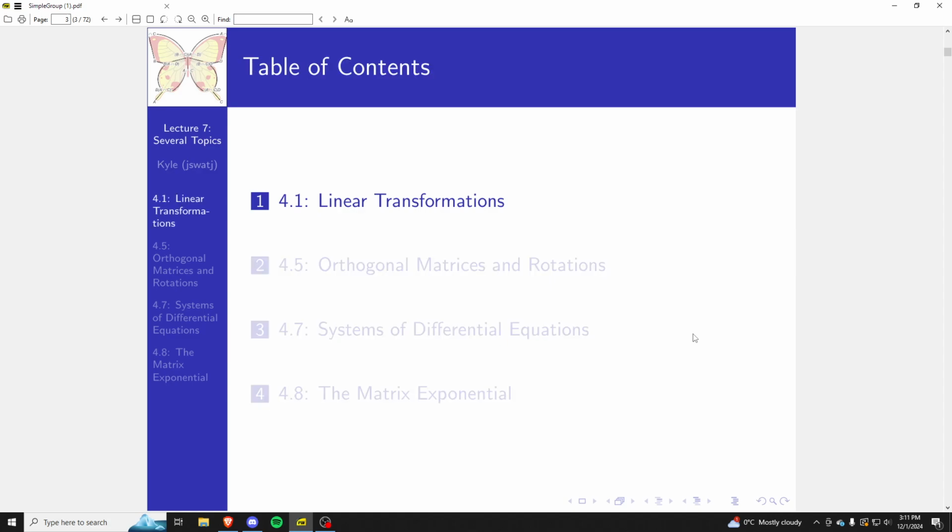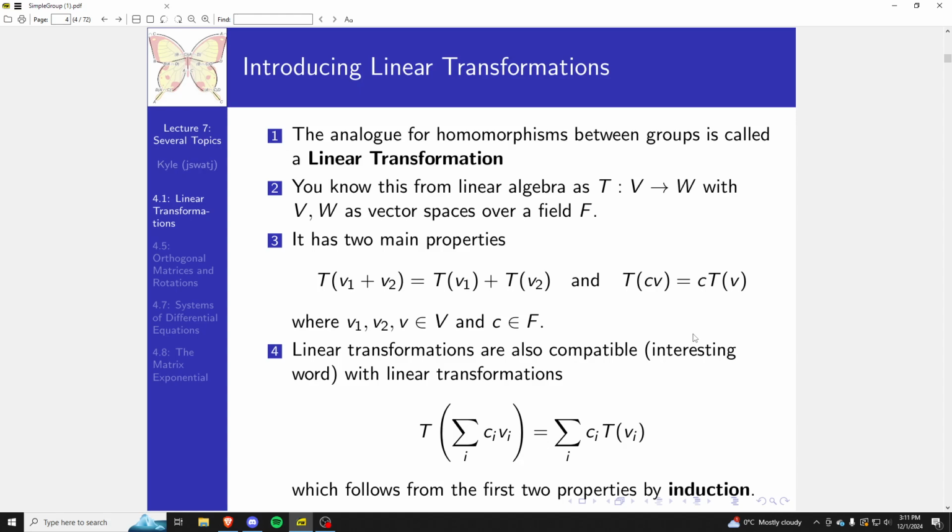So we'll start with 4.1. The analog for homomorphisms between groups is called a linear transformation. The analog to vector spaces is called that. And obviously you know that from linear algebra, which is usually represented as T from V to W, where V and W are vector spaces over a field F.